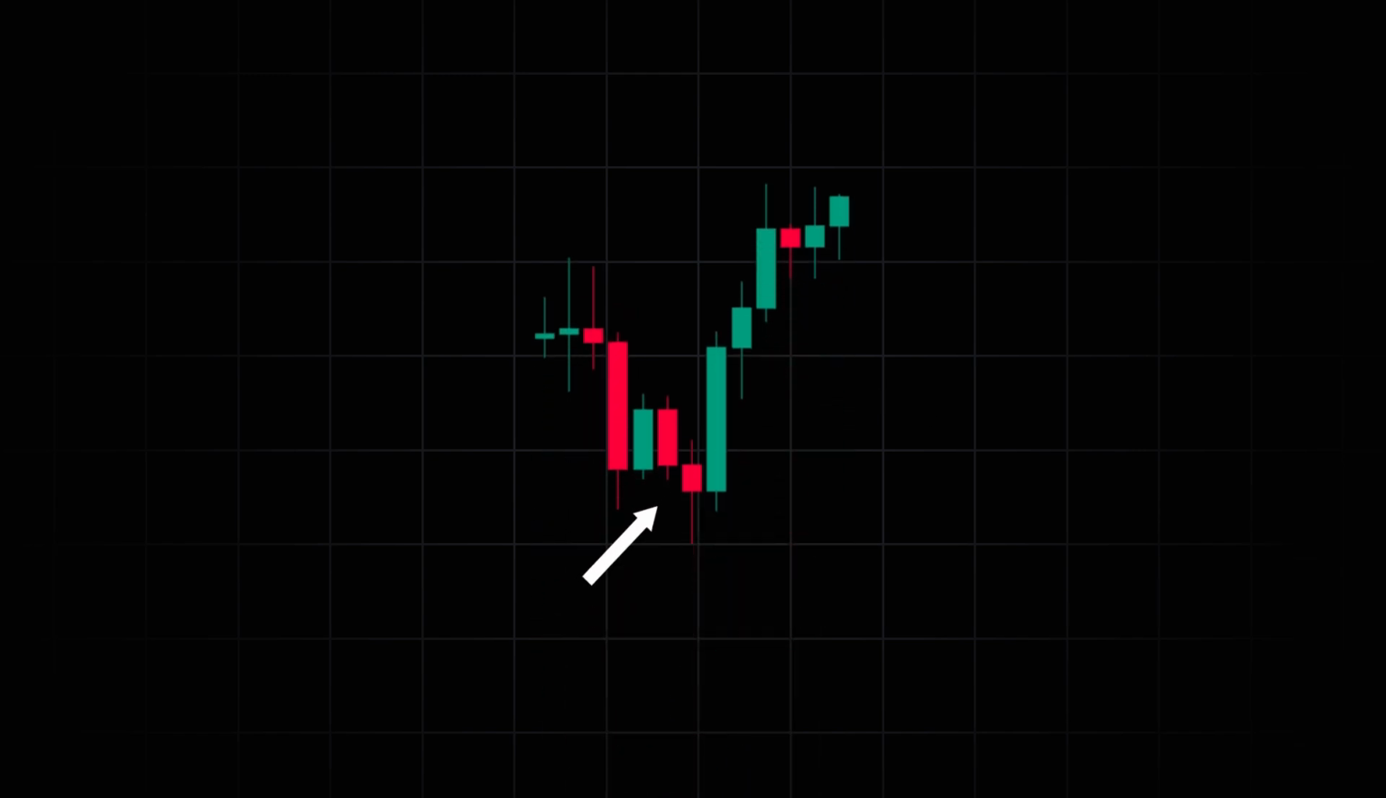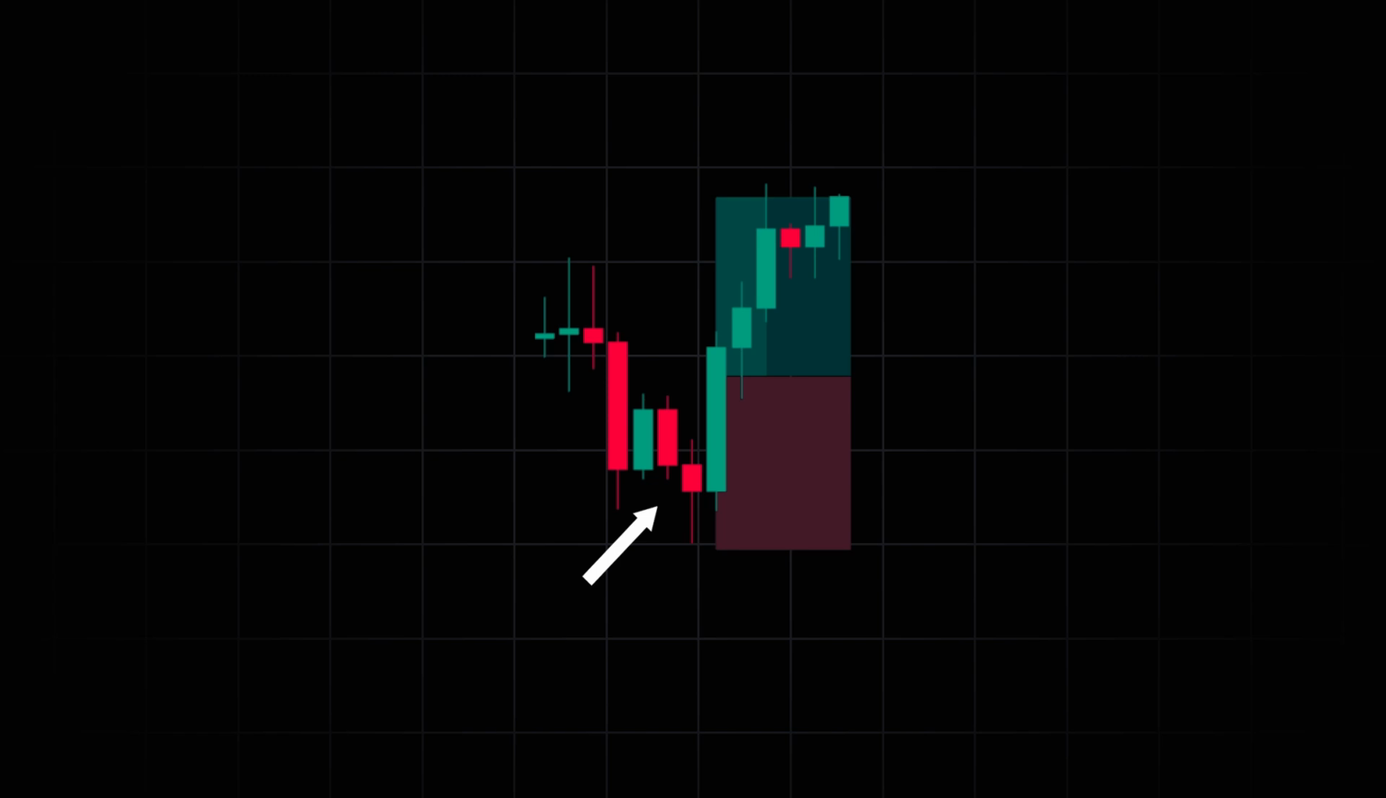To enter the trade, we will place a buy order above the high of the green candle and we will keep our stop loss below the doji candle.